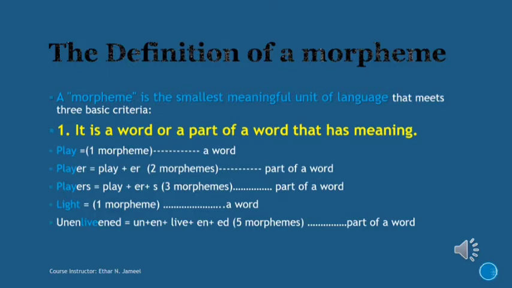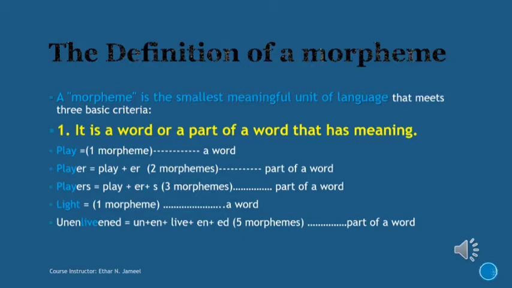Light. Light is a word that consists of only one morpheme, and it has meaning. So it is a morpheme because it has meaning, and at the same time it is a word by itself. It is not part of a word, it is a word by itself.